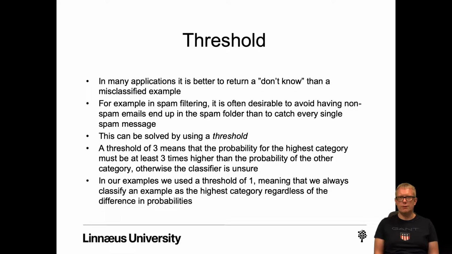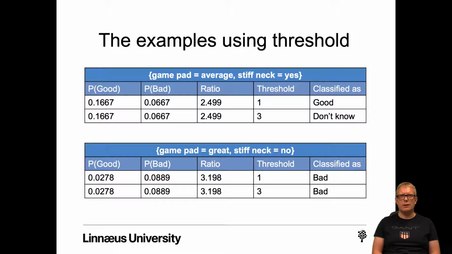A threshold of 3, for example, means that the probability for the highest category must be at least 3 times higher than the probability of every other category. Otherwise, the classifier is unsure. So in our examples, we used a threshold of 1, meaning that we always classify an example as the highest category, regardless of a difference in probabilities. So the examples using threshold, p given good, p given bad. When we did our calculations in the first example, we have a ratio of 2.499. So with a threshold of 1, we will classify this example as being good.